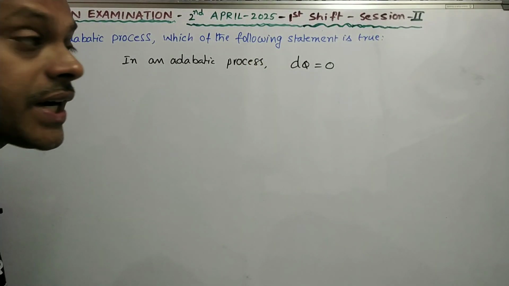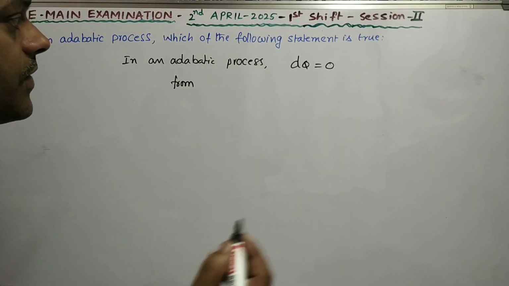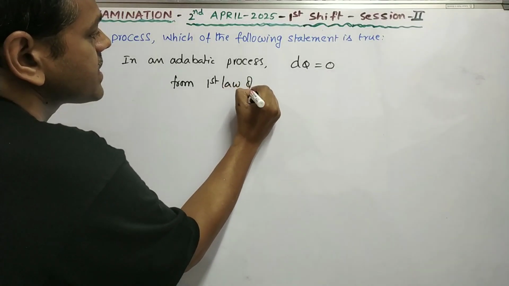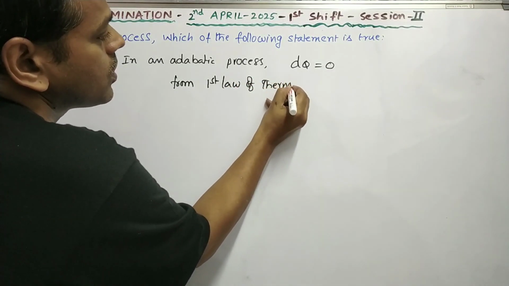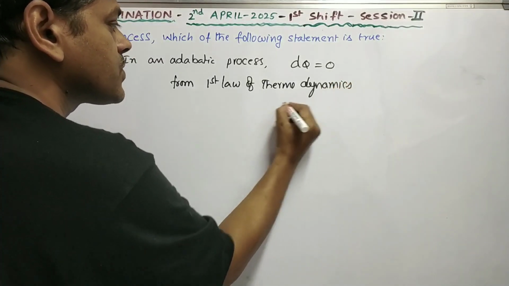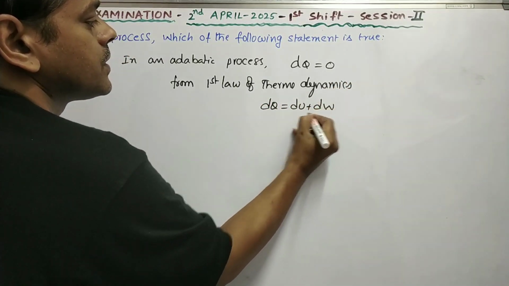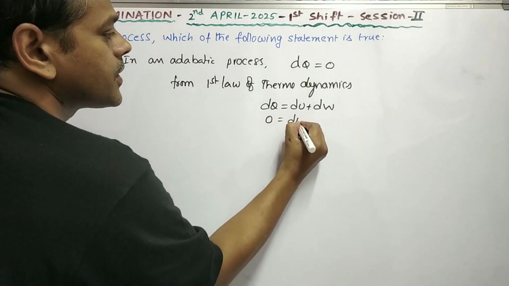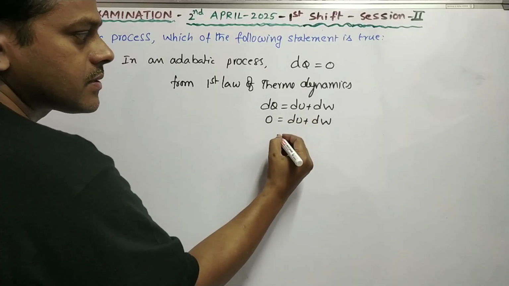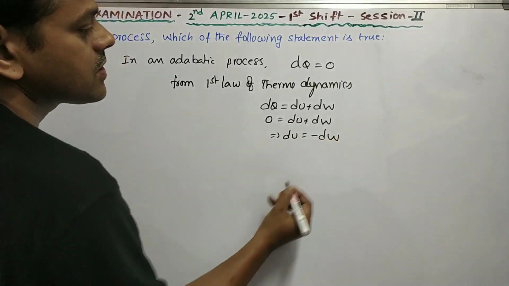So from the first law of thermodynamics, dq is equal to du plus dw. dq equal to 0 means du plus dw is equal to 0, which implies du is equal to minus dw. This is the one.